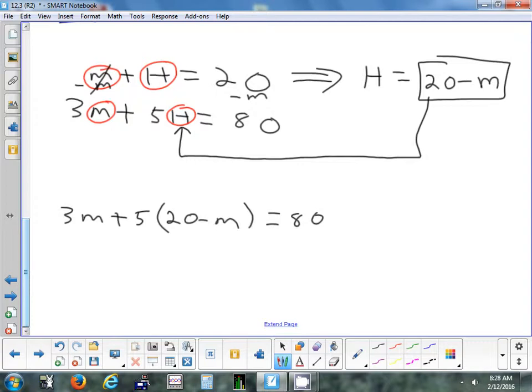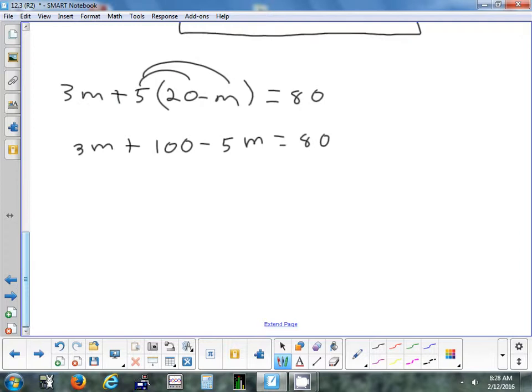What do I do for my first step here? We're going to distribute the 5. I'll help you guys with that. 5 times 20 is 100. 5 times negative m, negative 5m. Do I have any like terms on the left-hand side? If I do, we're going to combine them. Yep, the 3m and the negative 5m. So 3m minus 5m.